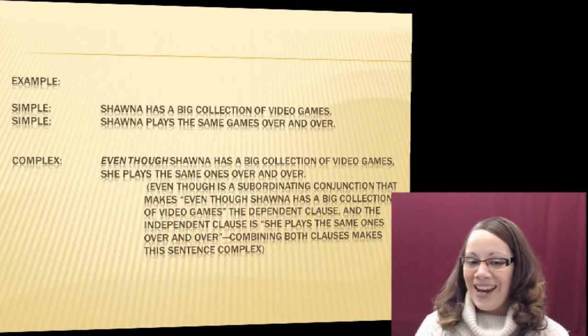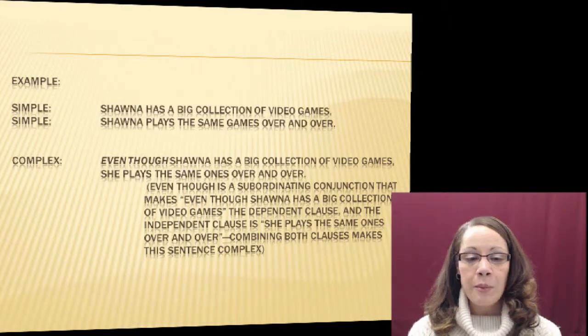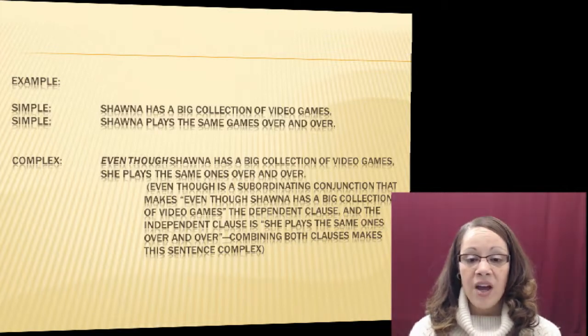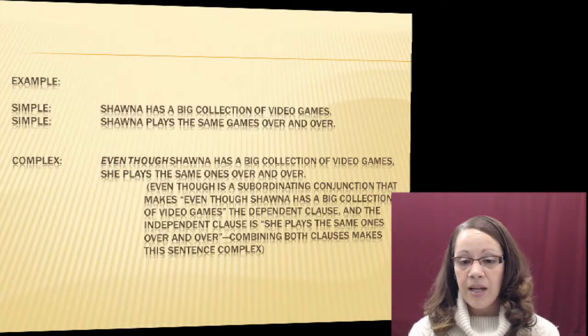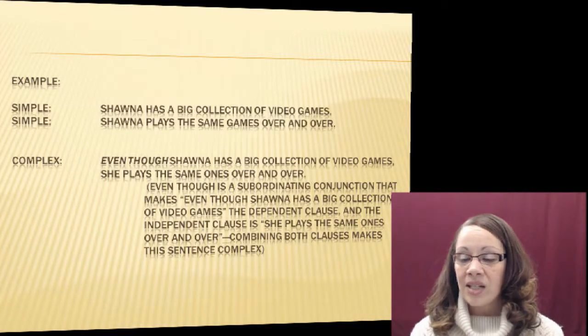Let's look at our complicated example here for complex sentences. So I have two simple sentences, and I'm going to turn one into a dependent clause and keep the other as an independent clause. So I'm going to combine an independent with a dependent to form one complex sentence. Let's look at our first simple sentence example.